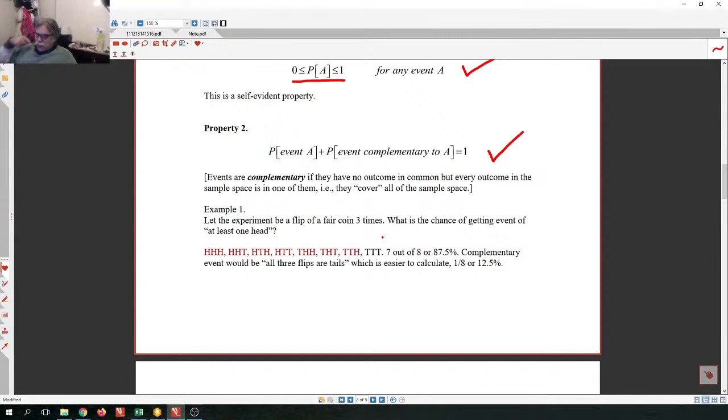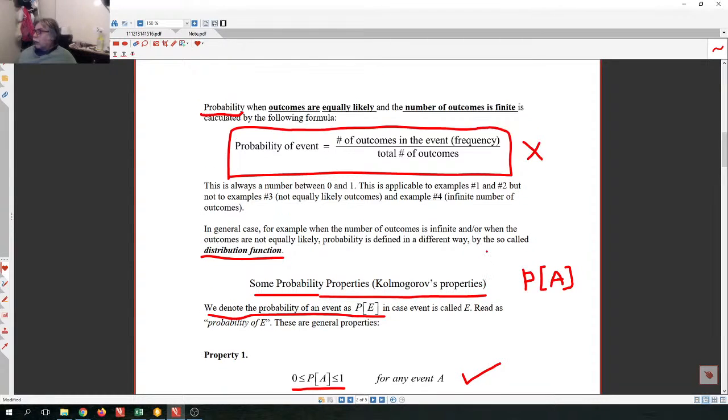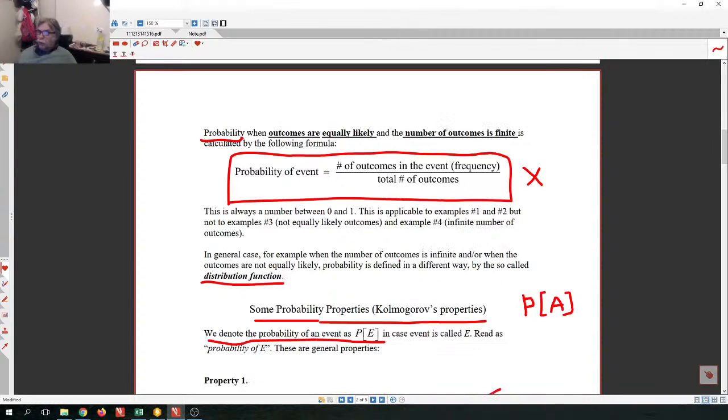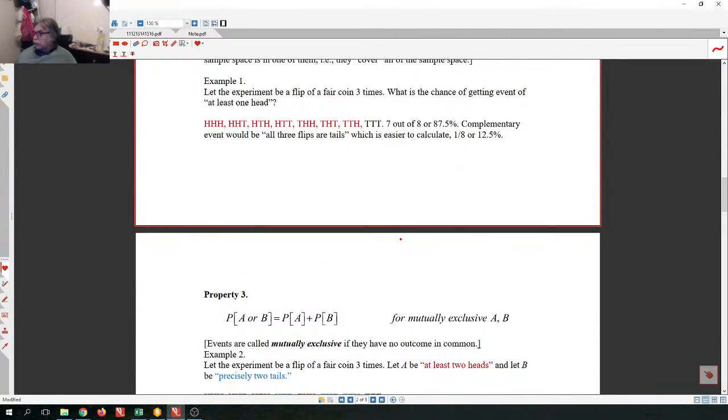So sometimes it's easier to calculate the complementary event probability, and then after that you can conclude the probability of the event you're interested in. But again, this is really not a hard calculation. We can just simply use this formula: 7 out of 8 and 1 out of 8.